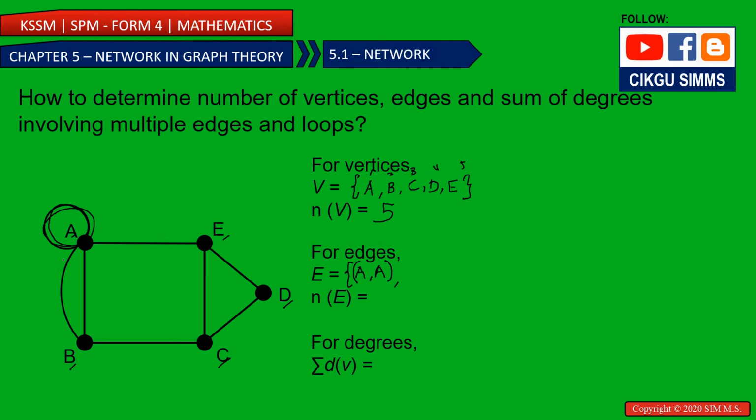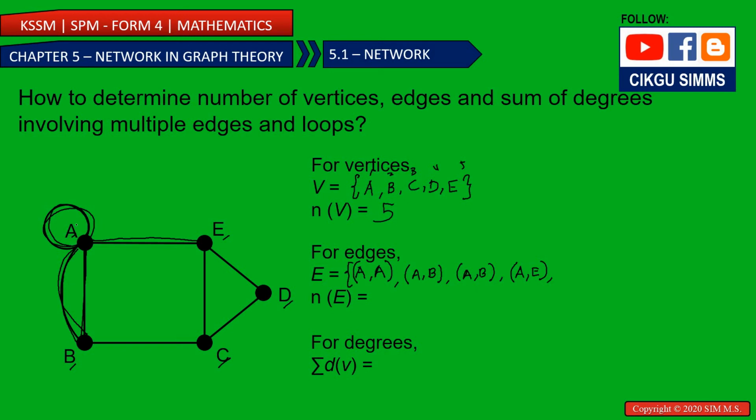Second edge, A goes to B. Don't forget, A goes to B, we have 2. This is the first one, this is the second one, so I need to write it 2 times. A to B, this is the first time. A to B, this is the second one. And not ended yet, we also have A to E. This is another edge, A to E.